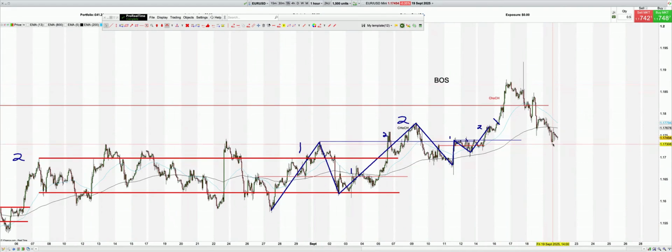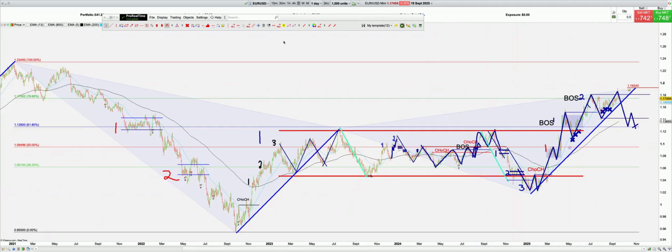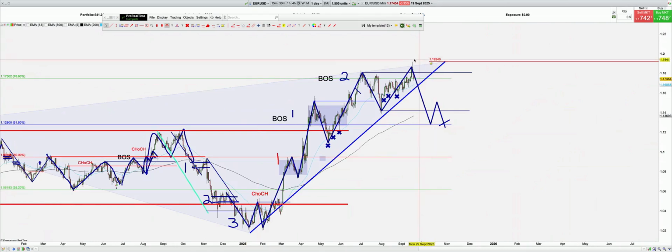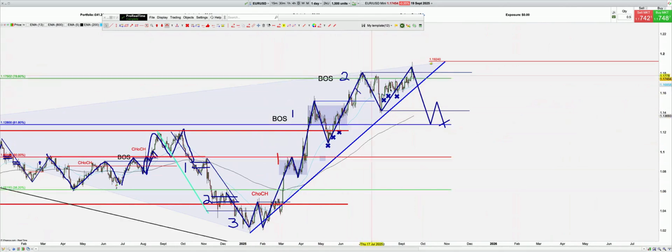Now, this pullback's quite steep, so it could be a retest of the high, but then we have to look outside a little bit. So we've got the ABCD again, and you can see how it's come in exactly to the pip. What can we see here? A 1, a 2, a 3.